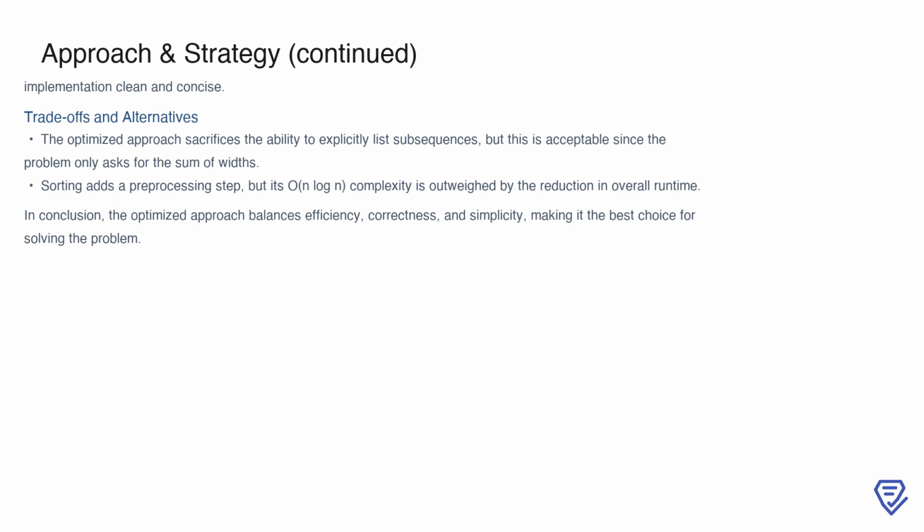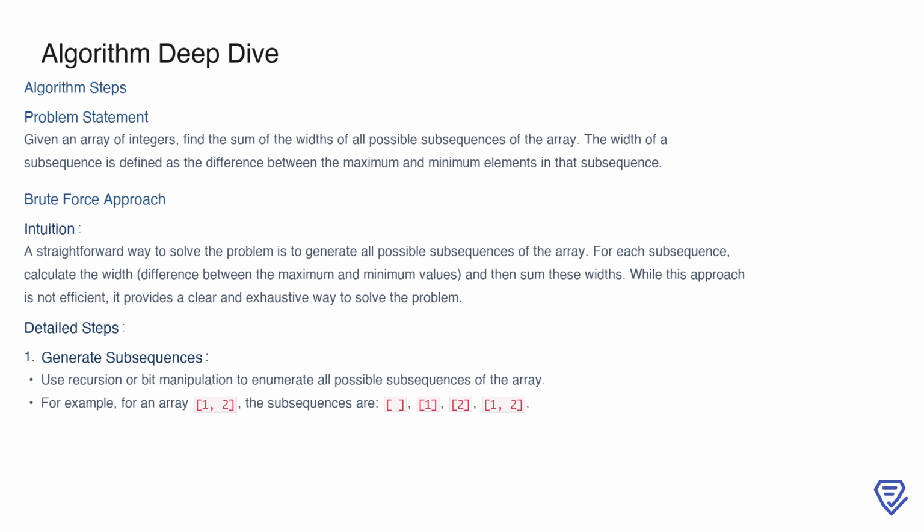By focusing on the mathematical properties of subsequences, we achieve a clean and concise solution that meets the problem's requirements effectively. To begin, the problem asks us to calculate the sum of the widths of all possible subsequences of a given array. The width of a subsequence is simply the difference between its largest and smallest elements.